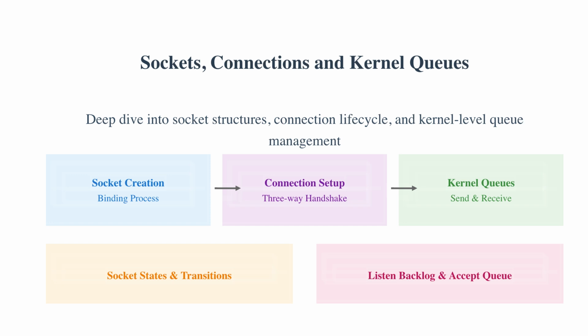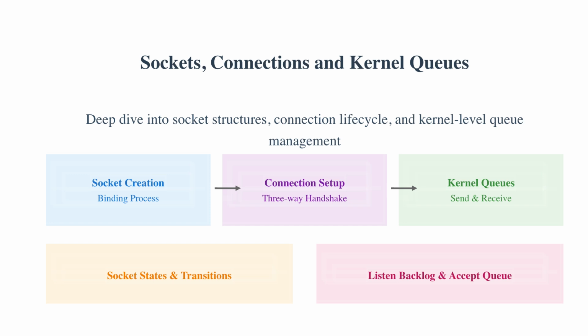Perfect. Now that we understand the fundamental networking concepts, let's dive deep into how sockets, connections, and kernel queues work together at the system level. First, let's examine the socket creation and binding process. When your application creates a socket, the kernel allocates a socket structure and assigns it a file descriptor. The binding process then associates this socket with a specific network address and port.